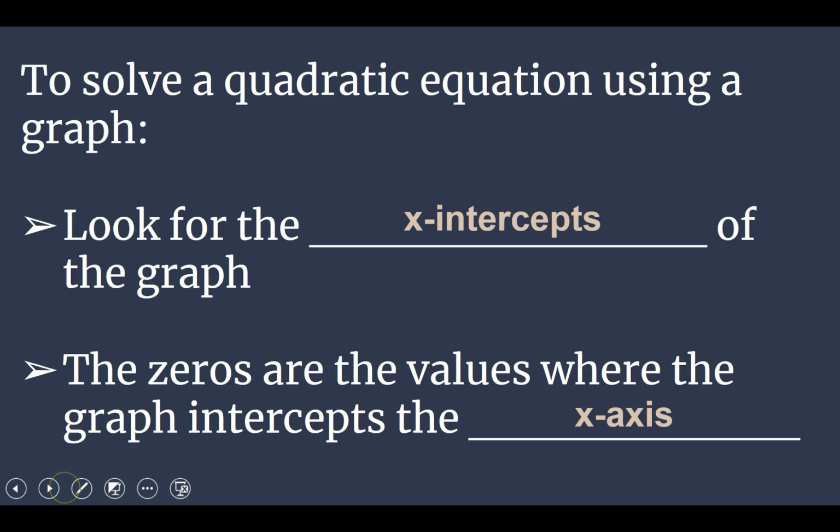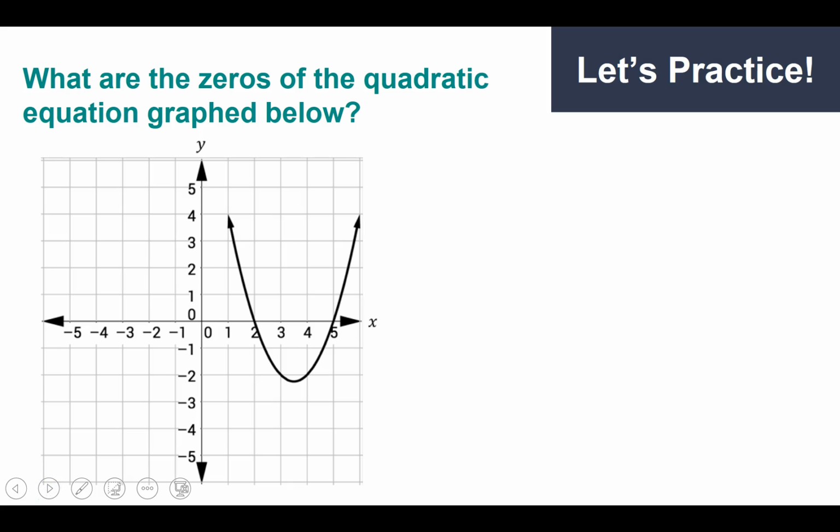Okay? So if I give you a graph like this, think for a second, what are the zeros? Don't talk, just think. What are the zeros? All right, who wants to answer? Who has an idea? What if I ask you what are the solutions? Yeah, 2 and 5. Good. Zeros, solutions, and x-intercepts, they're all the same thing.